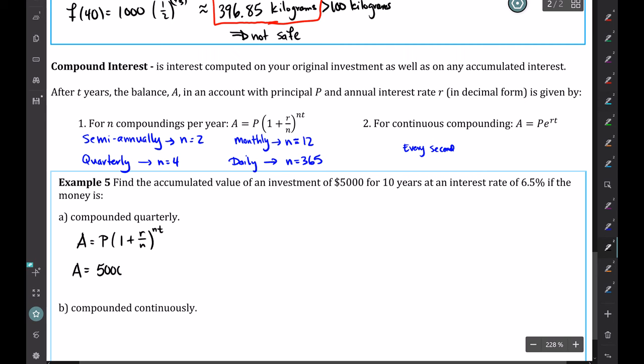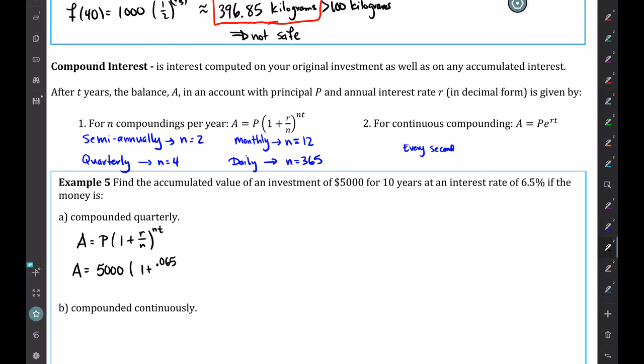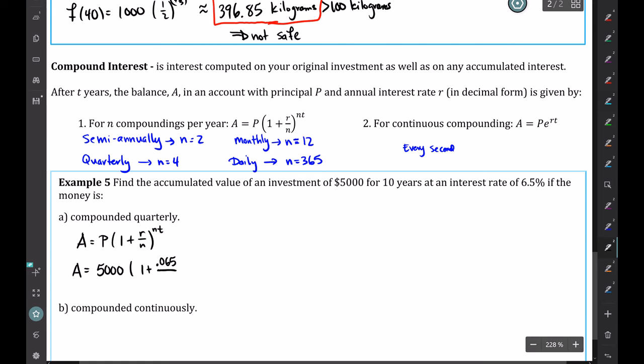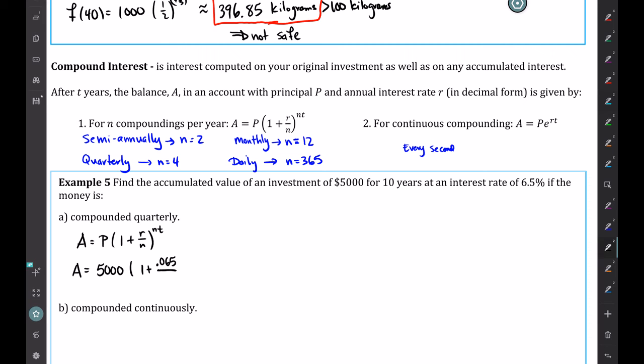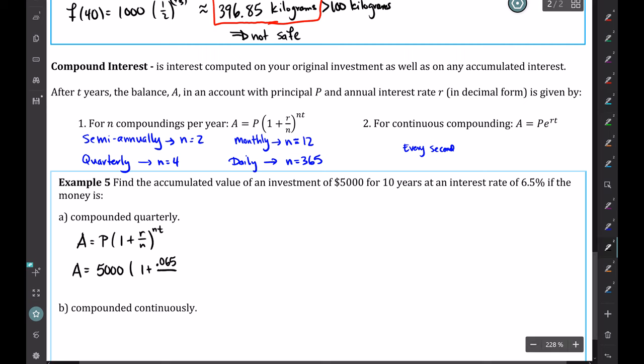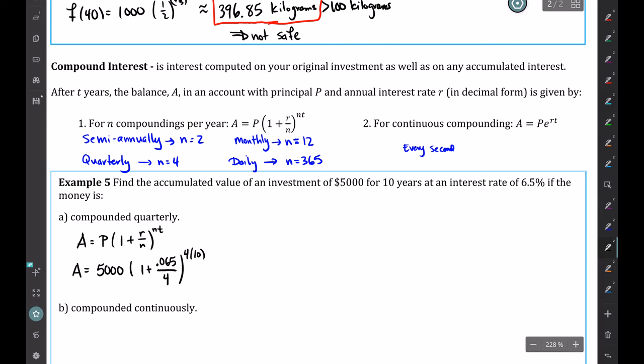We want to find A. Our interest rate is 6.5%, which if you write that in decimal form is 0.065, because percent means per 100. So you're taking 6.5 divided by 100, which gives you 0.065. And now you're dividing by n, the number of times you're compounding per year. Well, this is compounded quarterly, so this is going to be a 4. You're compounding 4 times per year. And then it's n times t. T is 10 for 10 years. So it's, again, 4 times a year for 10 years.